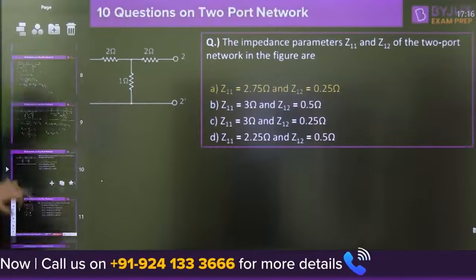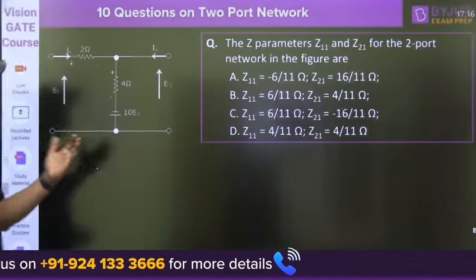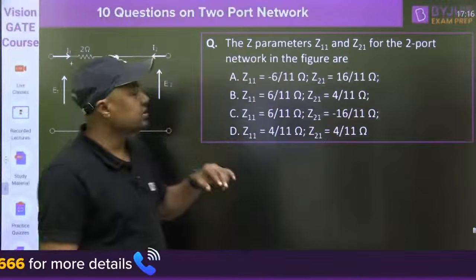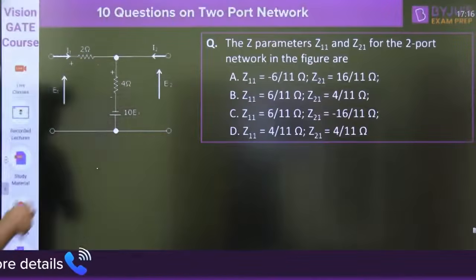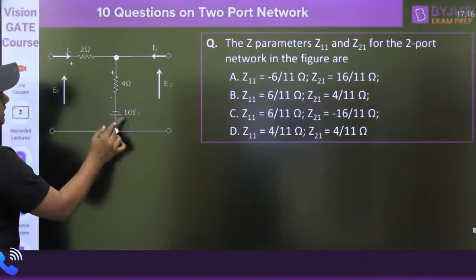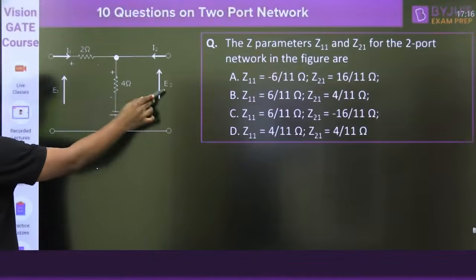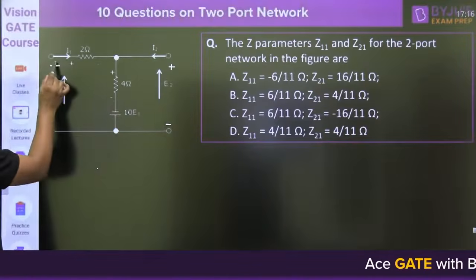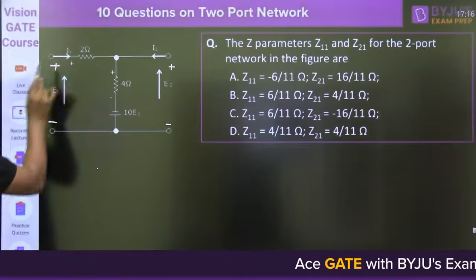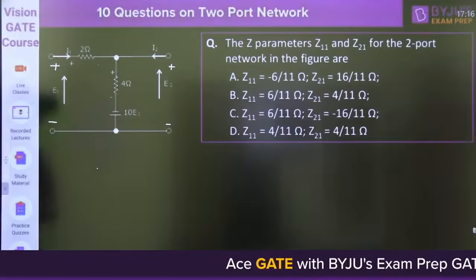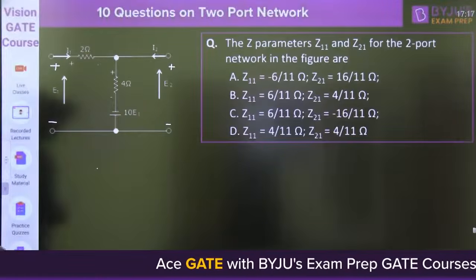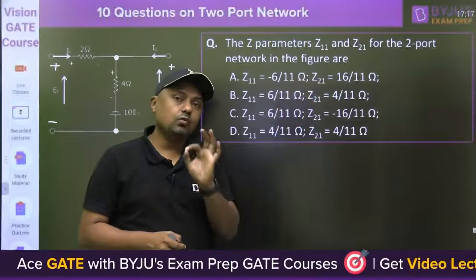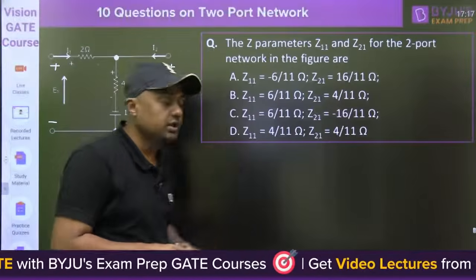Second one. Now tell me, what is the answer for this one? What is the answer for this question? Here we are having the dependent source 10 E1. This is the 10 E1, 4 ohm, 2 ohm, E2. This is the plus minus. V2 is represented by E2. V1 is represented by E1, I1, I2. What are the Z parameters? Again, what are the Z parameters? Z11 and Z21. That is, two things are required.